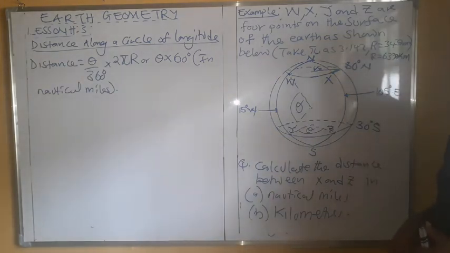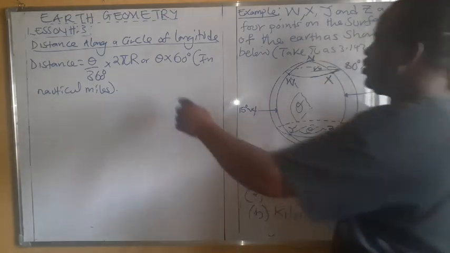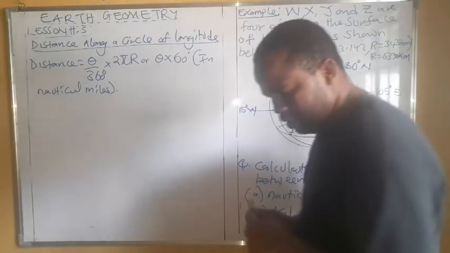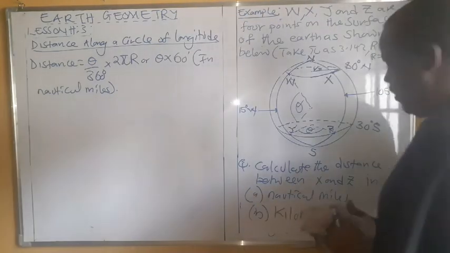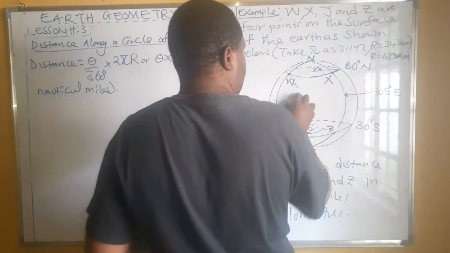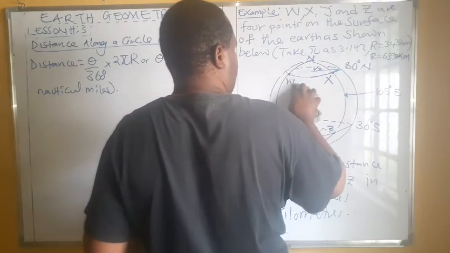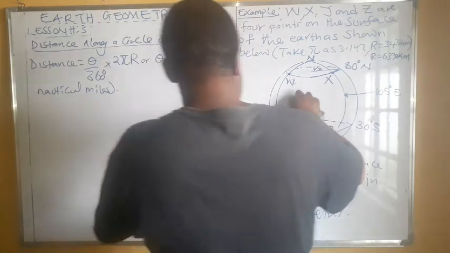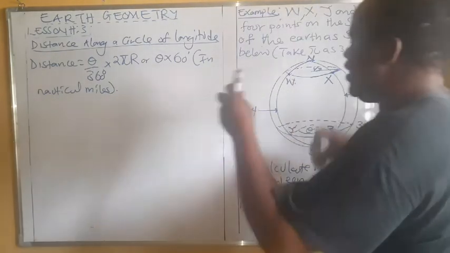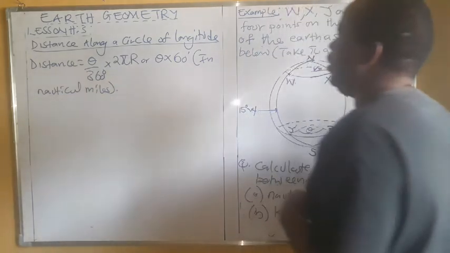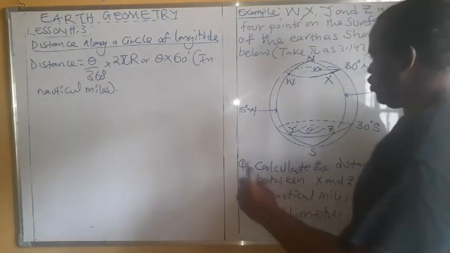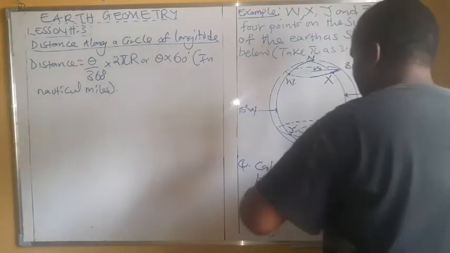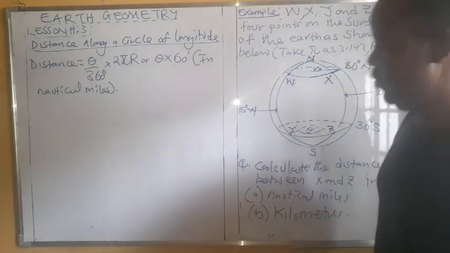Or if you're dealing with nautical miles, you're going to say theta times 60 minutes there. It's one and the same. Let's take note. So in this case, if the radius given is in nautical miles, then the distance will be in nautical miles. If the radius given is in kilometers, then the distance will be in kilometers.